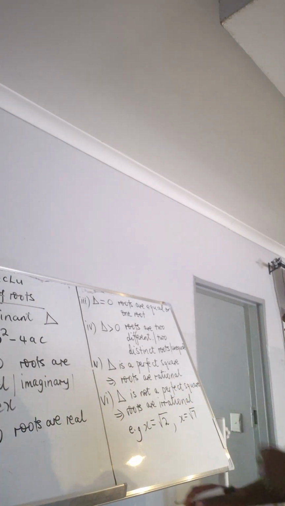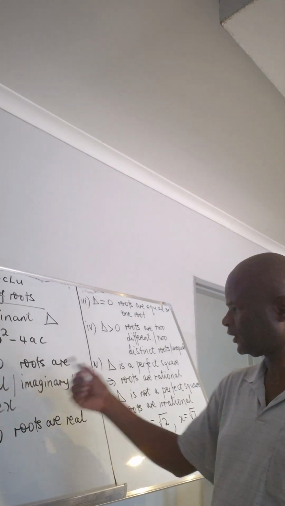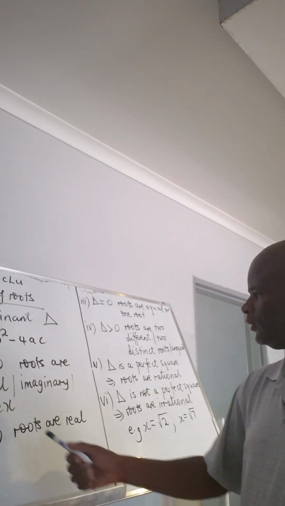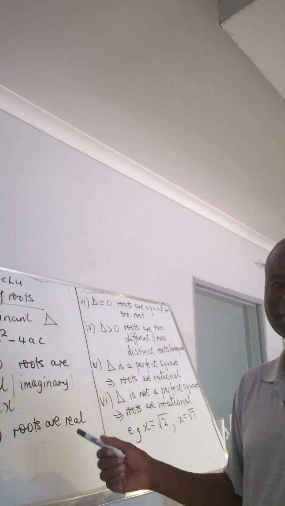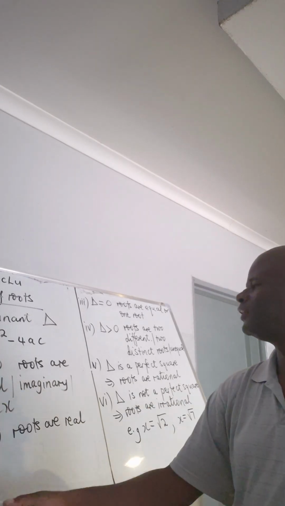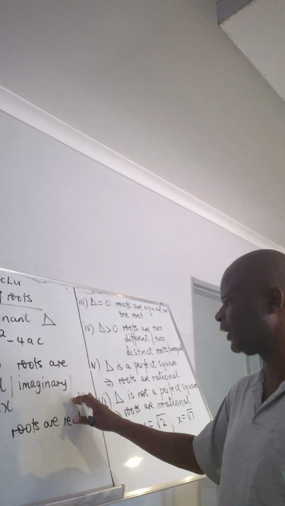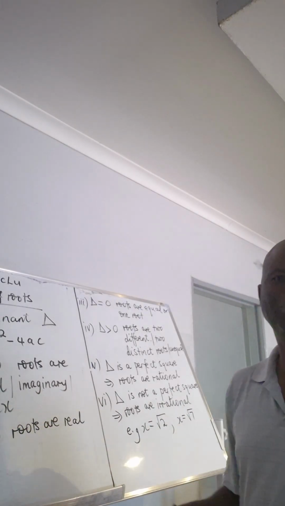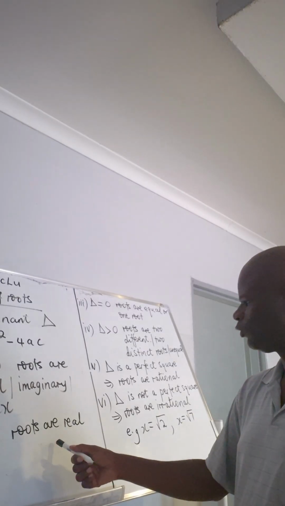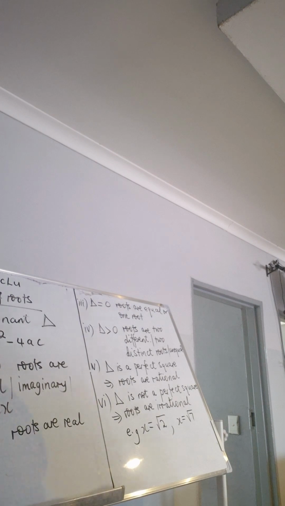So you have to know these 6 conditions. 1, delta less than 0, it means the roots are non-real, imaginary, or complex. You don't write all these things. You just choose one description. If you want to say roots are non-real, you are done. Or if you want to say roots are imaginary, fine. Or roots are complex. Then delta greater than or equal to 0 means roots are part of the real numbers.